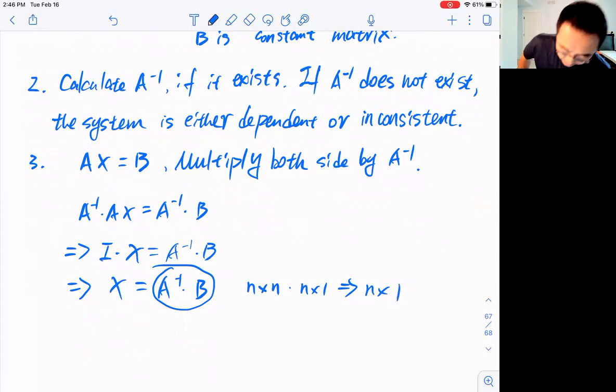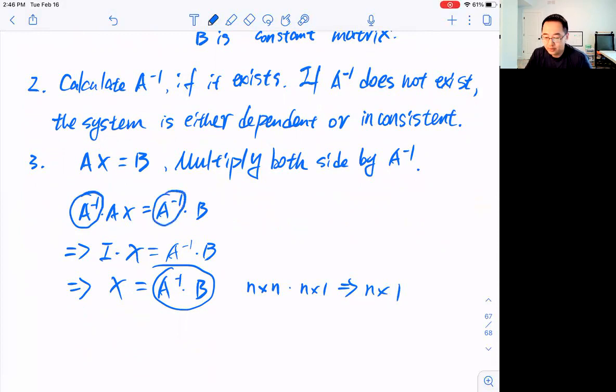Now, the one thing I want you to remember is that when you do step 3, always put A inverse on the left of all the other matrices. Because A inverse times B is not B times A inverse, right? The order matters. So you always put it on the left-hand side of the other existing matrices.